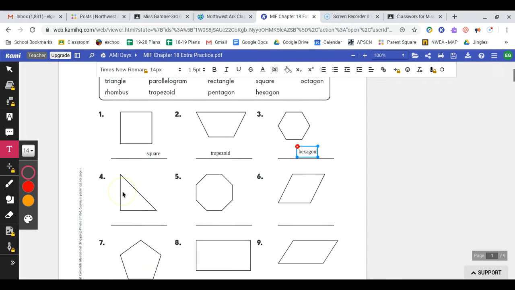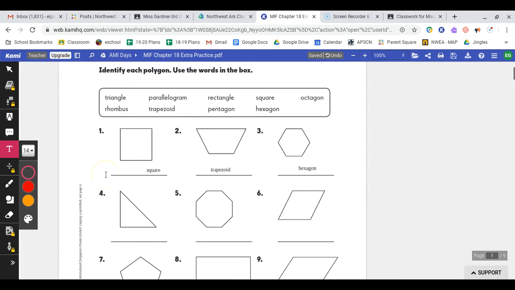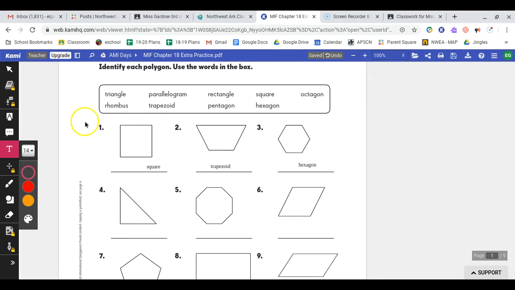Okay. Over here, we have a three-sided shape, and like with the hexagon, there is only one name up here that works for a shape with three sides. So regardless of how long the sides are or what the angles are, there's only one name, and it is a triangle.